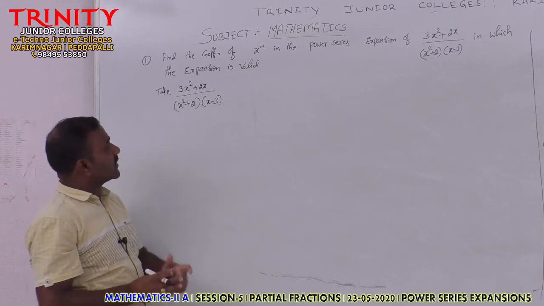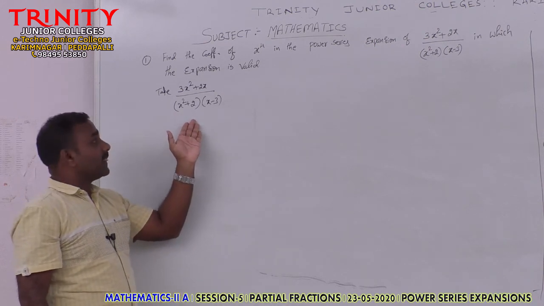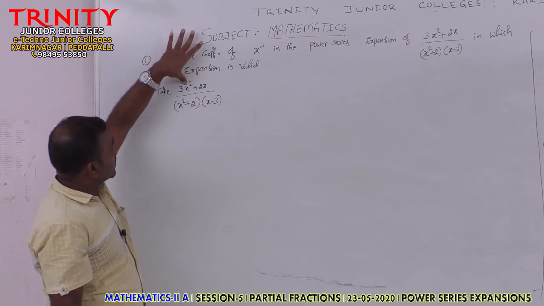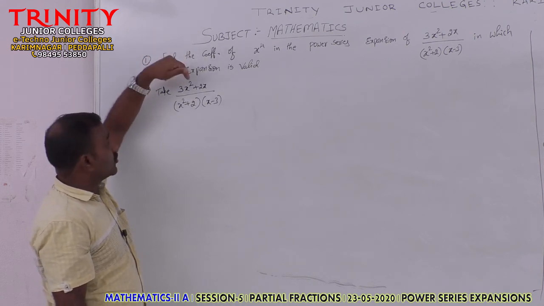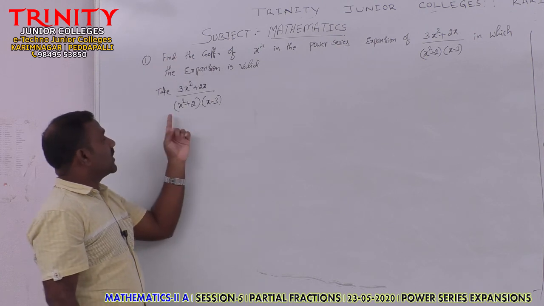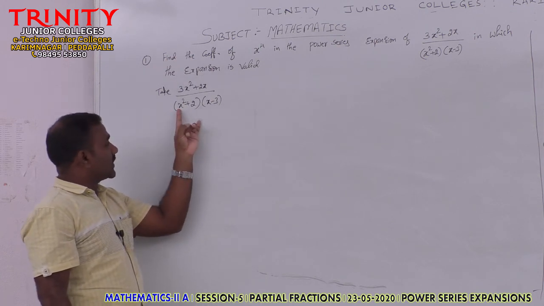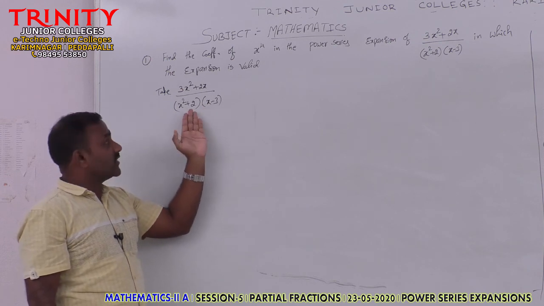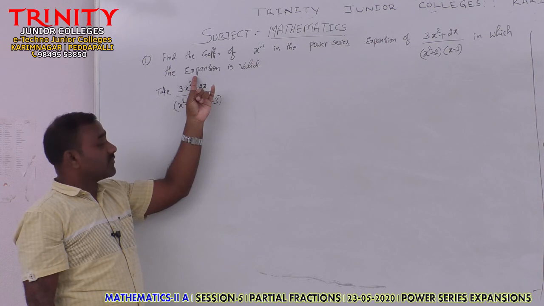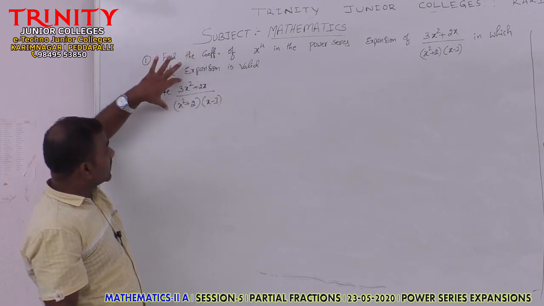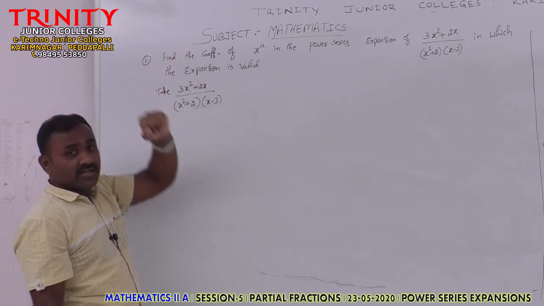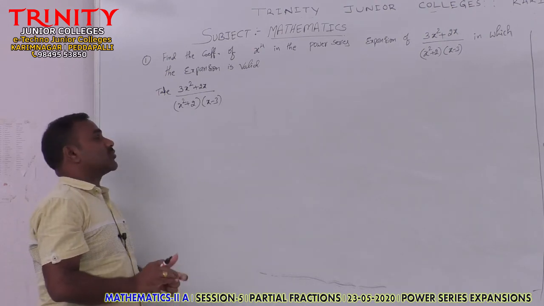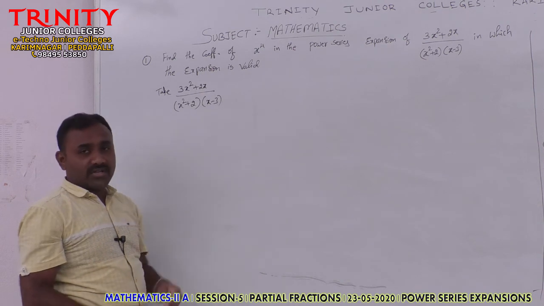How can we decide whether the fraction is proper or improper? It depends on its degrees. Clearly the degree of the numerator is x square, which means the degree is 2, and for the denominator, if we multiply x square into x, it becomes x cube. Therefore the degree of the denominator is 3 and the degree of the numerator is 2. Then it is very clear that the degree of f of x is less than the degree of g of x. Therefore it is a proper fraction.